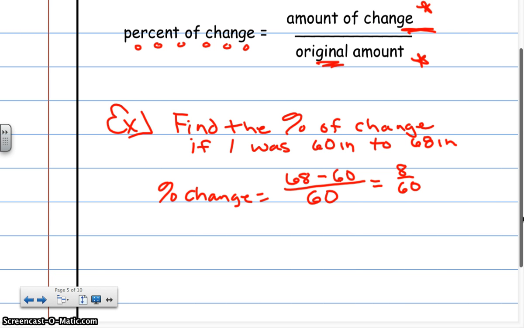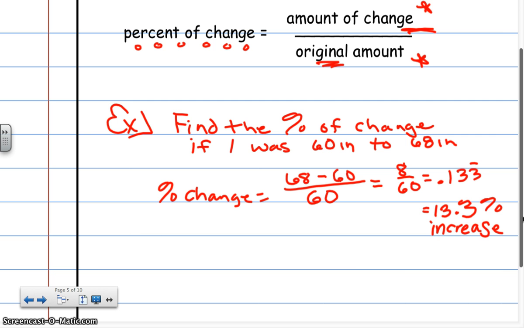And now this is where I start doing my conversions. In my calculator, I hit 8 divided by 60. 8 over 60. That is 0.133 repeat. And then I turn this into a percent, which is 13.3%. And is that an increase or decrease? Did I get bigger or smaller? Increase. So I say it's a 13.3% increase. That's what we're going to be doing today.